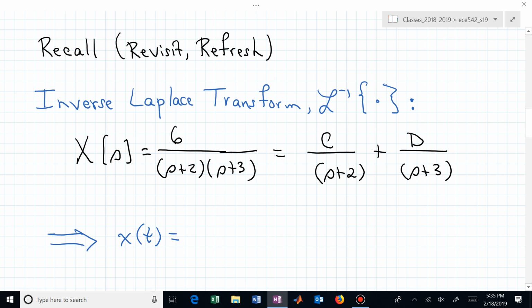So I've now done a partial fraction expansion, and what we will talk about now is how to find C and D. But if we had C and D, what would X of t look like? What would the expression for X of t equal? If we knew C and D, or let's just assume that we have C and D as numbers, and we'll just call them C and D. If it's now C over S plus 2 plus D over S plus 3, what does that look like in the time domain when we inverse Laplace transform?